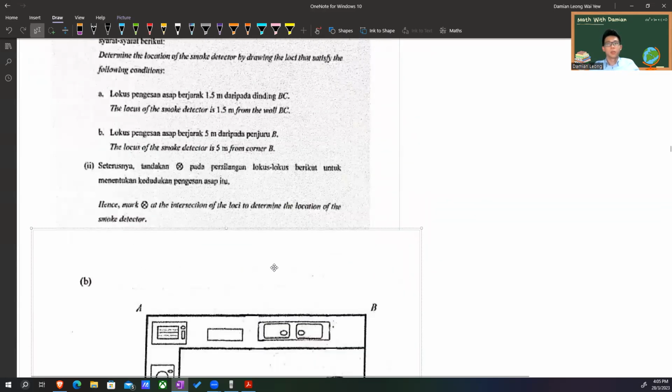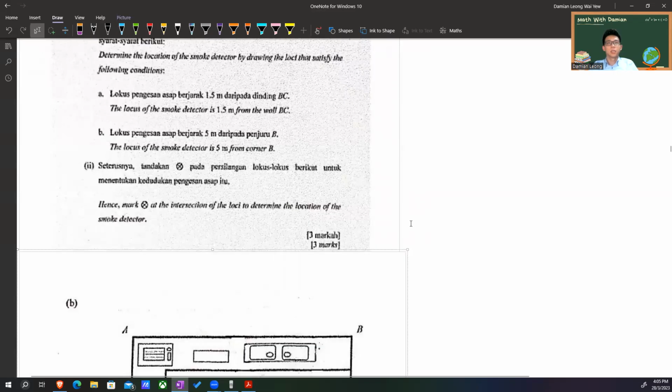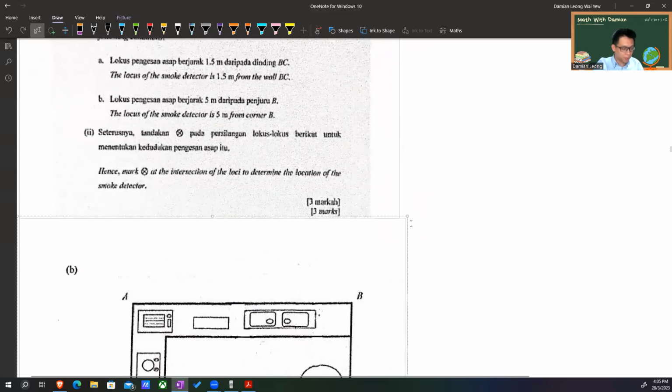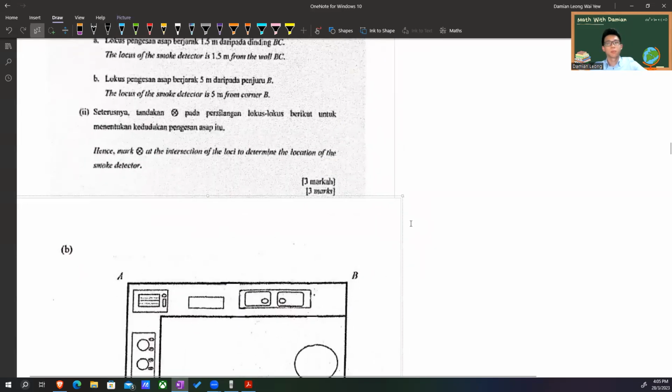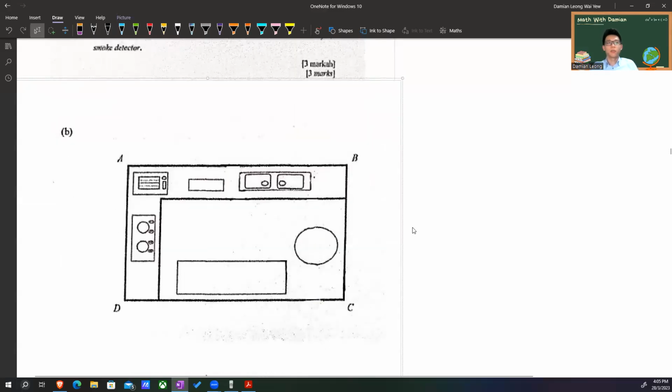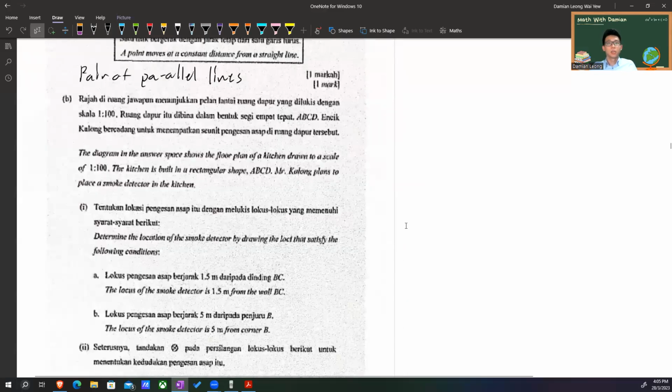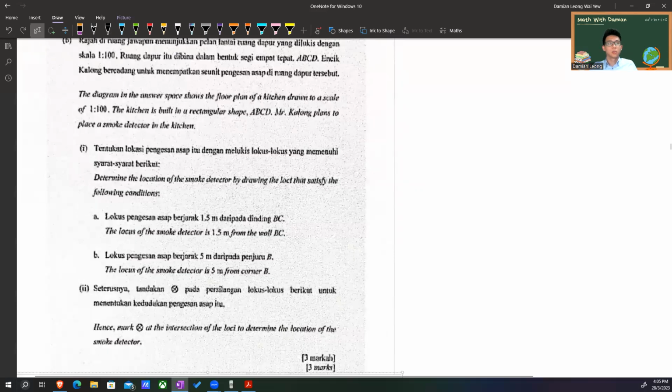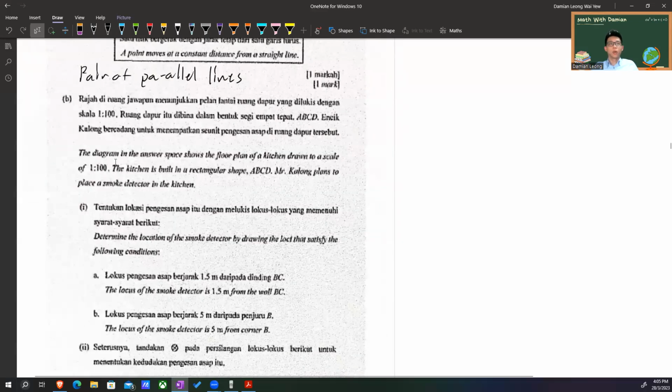Yeah. Locus of smoke detector is 1.5 meters from wall BC. So 1.5 meters from BC. BC, you can see it's here, 1.5 meters away. So I need to use a scale of 1 to 100.